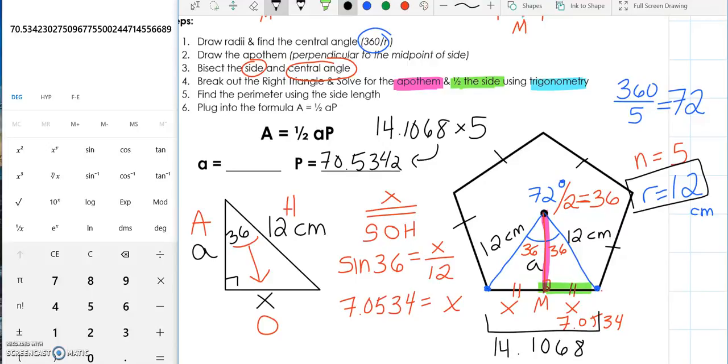Oh, it's actually 0.5342. Let me change that. 70.5342. Oh, I got it right. Okay, I'm good.